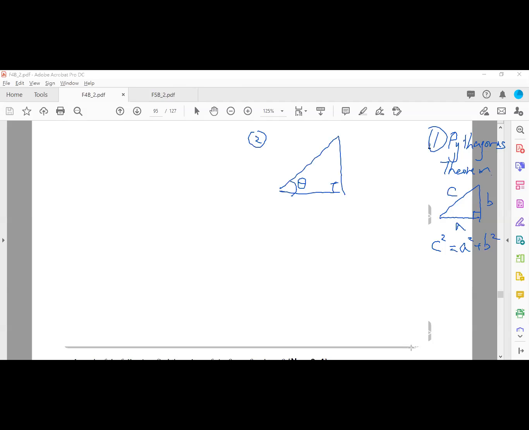The side theta is looking at will be the opposite side, OPP, 對邊. And then the right angle is looking at the hypotenuse, 斜邊. And then the other side will be the adjacent side, 鄰邊.